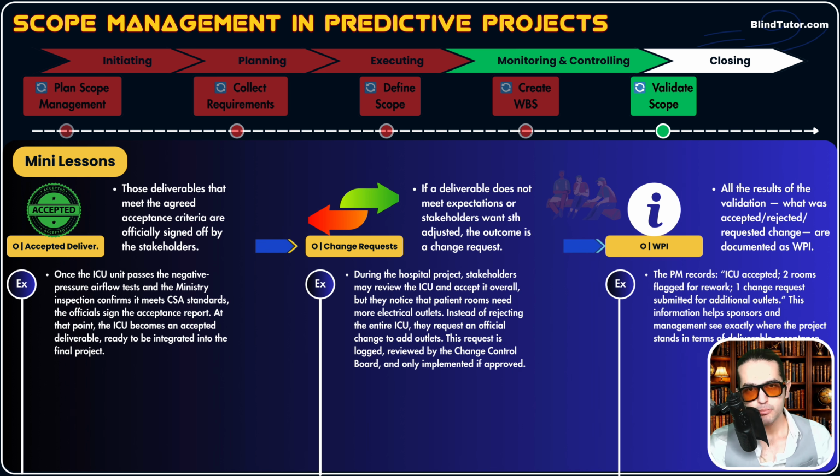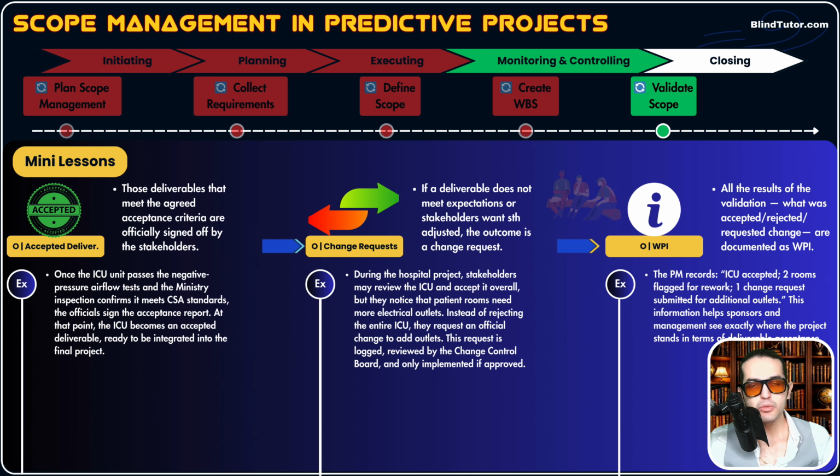And one important point, guys, validate scope is done continuously. We just don't do it one time. Whenever a deliverable is ready to show to our customer, we perform validate scope. For example, we perform validate scope for deliverable X, then deliverable Y will be ready in 2 weeks. Again, in 2 weeks, we perform validate scope.